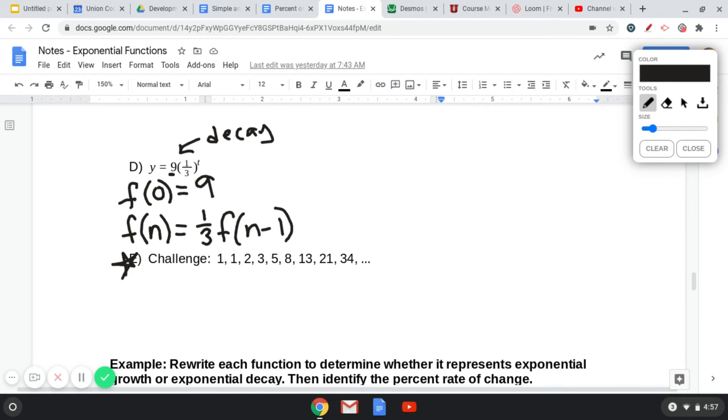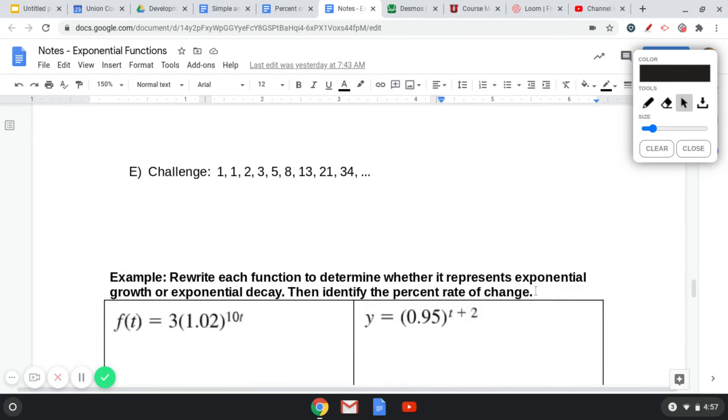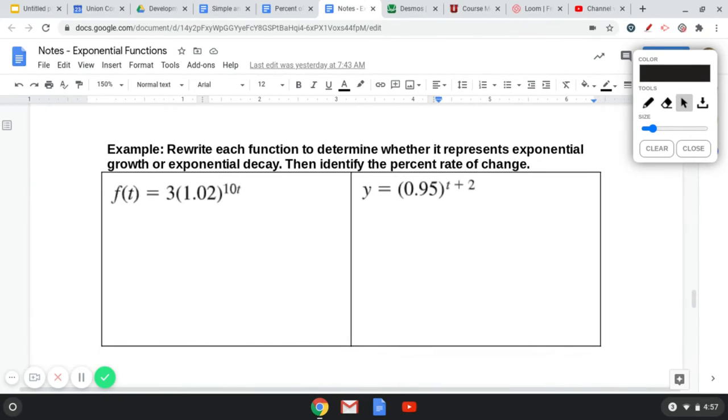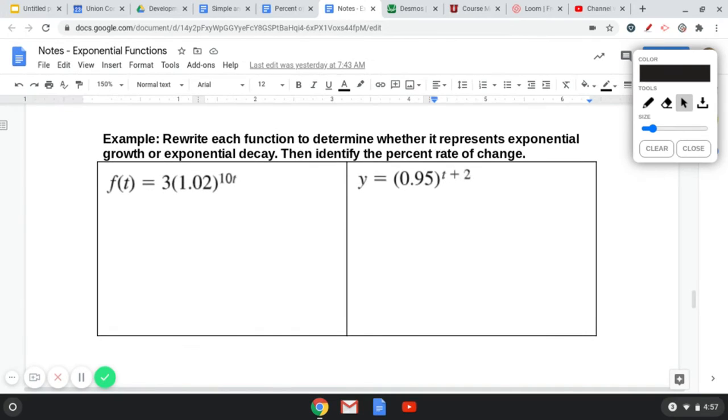I know this is difficult, so if you still have questions on this, email me or hop on my office hours or just come talk to me during WIN time. Come see me if you need any help with writing recursive rules given a sequence or a function or an equation. Because now we're moving on. All right, now we're going to rewrite each function to determine whether it represents exponential growth or exponential decay. And then we're going to identify the percent rate of change.